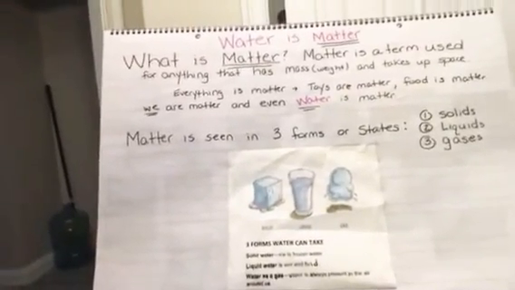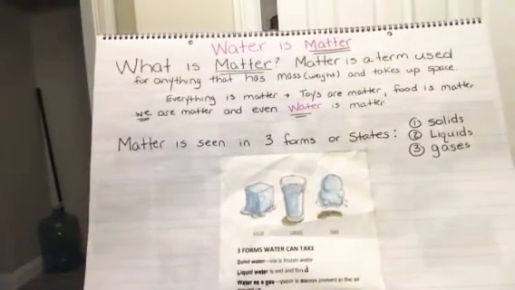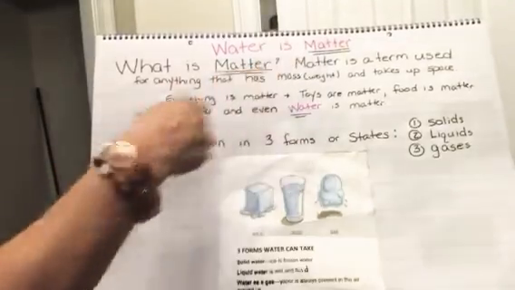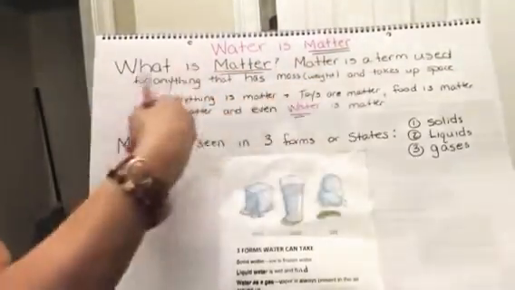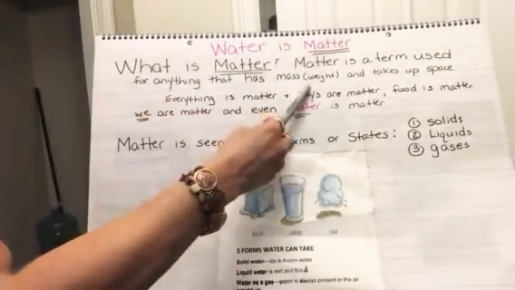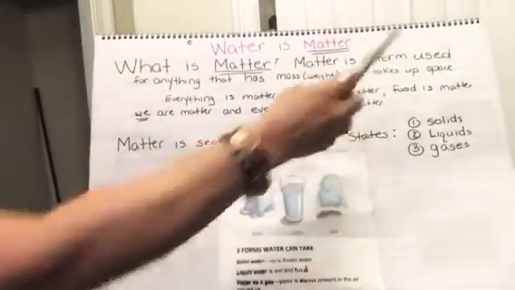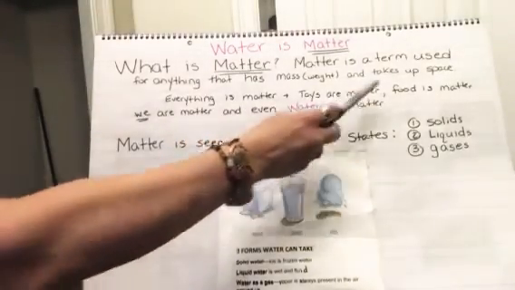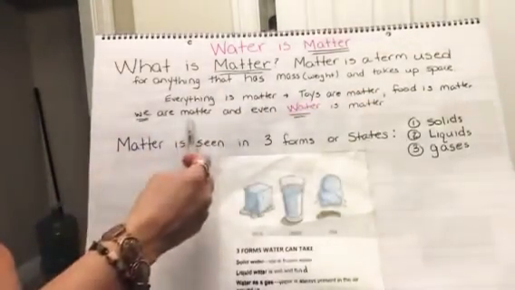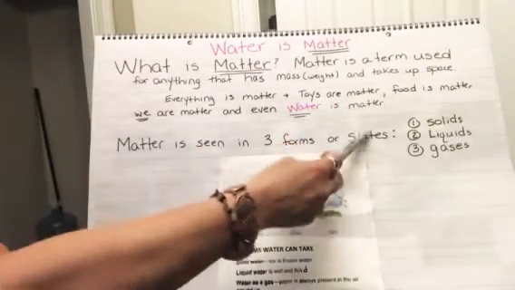Okay, let's see. What do we have here? It says water is matter. Well, what is matter? Matter is a term used for anything that has mass, which means weight, or takes up space. Everything, boys and girls, is matter. Toys are matter. Food is matter. We are matter. And even water is matter.